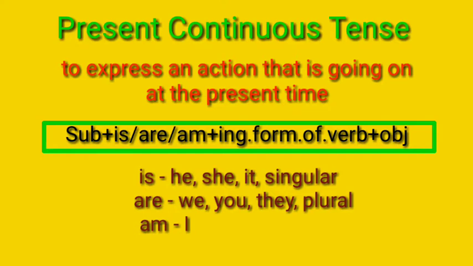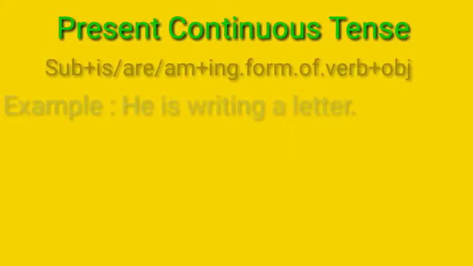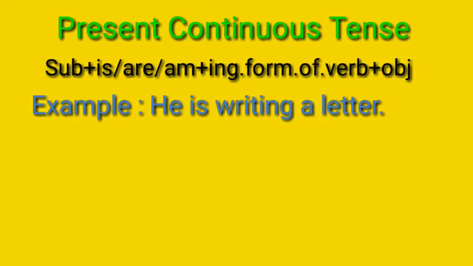In all continuous tenses, we use ing form of the verb. Okay. Here also, after is, am, are, we use ing form of the verb. Let us take one example. He is writing a letter.